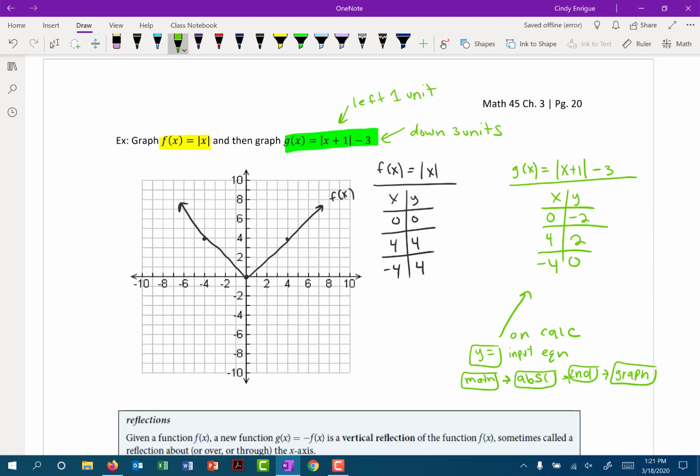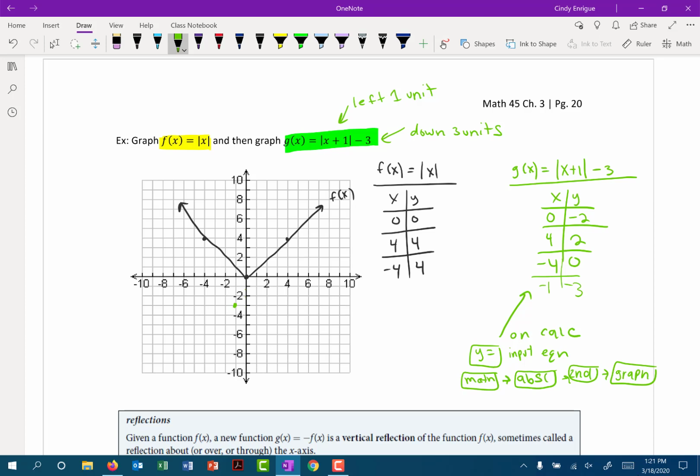Okay. So we were at 0, 0 right here. And it says go down 3, 1, 2, 3. Now I'm going to go to the left 1 unit. So now I'm at negative 1, negative 3. And that's okay. Negative 1, negative 3 is actually on my graph.